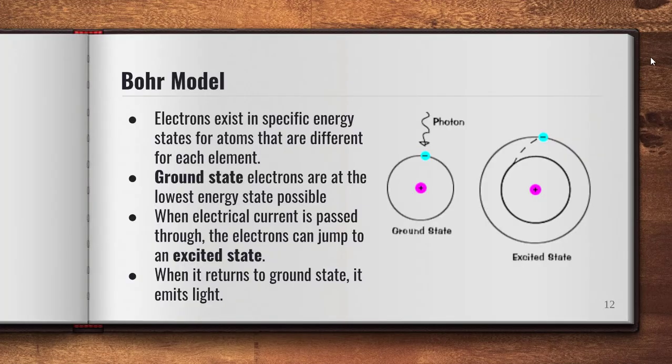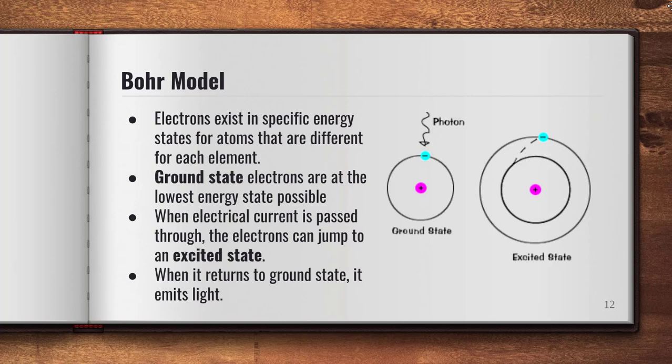So the very last bit of this particular video describes what's called the Bohr model. Within the Bohr model, electrons exist in specific energy states for atoms that are different for each element. Very similar to how we discussed earlier that electrons hypothetically exist in little orbits that go around the nucleus. Now again, we know that that is not true, which you'll find out in our next video. But this idea actually still rings true today.